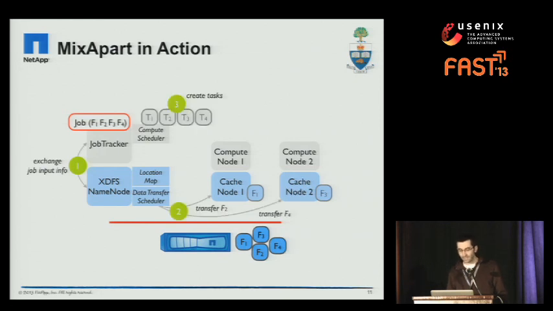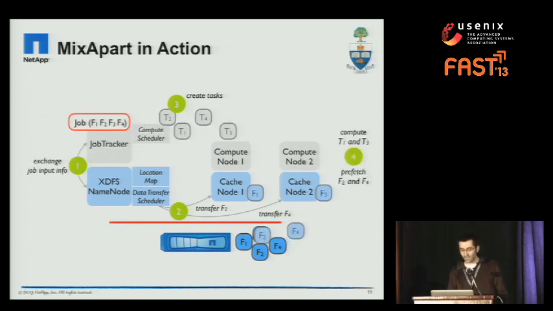So next, what happens is the data transfer scheduler starts issuing prefetches for the data that is not in the cache, right? So in this case, it first sends the location information of F1 and F3 to the compute layer, and second, it asks the 2 cache nodes to transfer F2 and F4, right? At the same time, the compute scheduler creates 4 tasks for the respective job, 1 for each file.